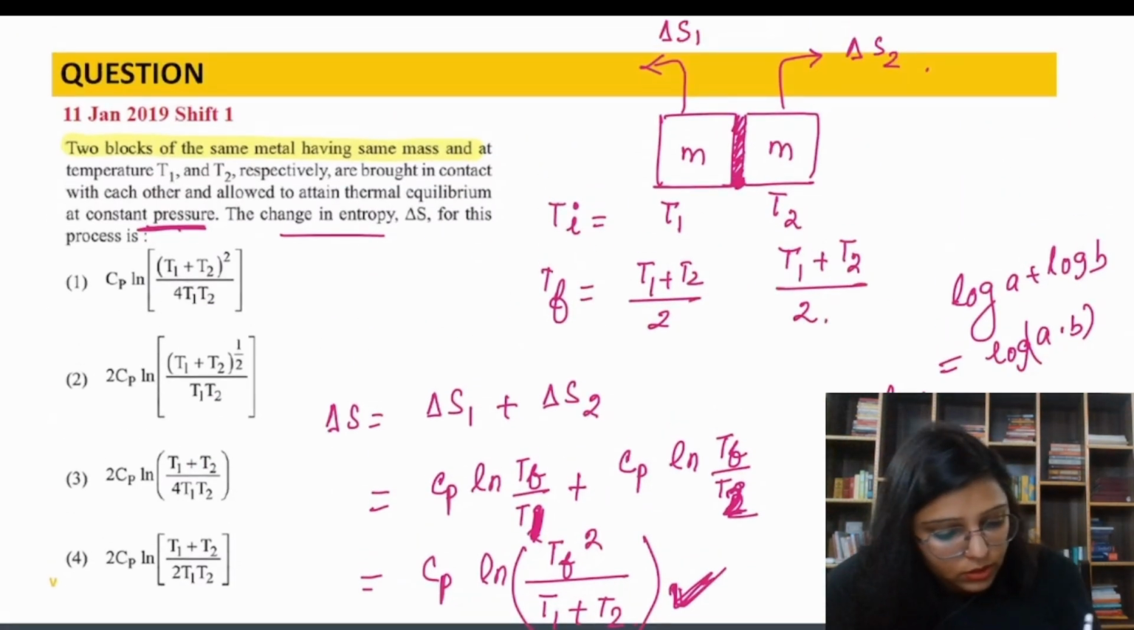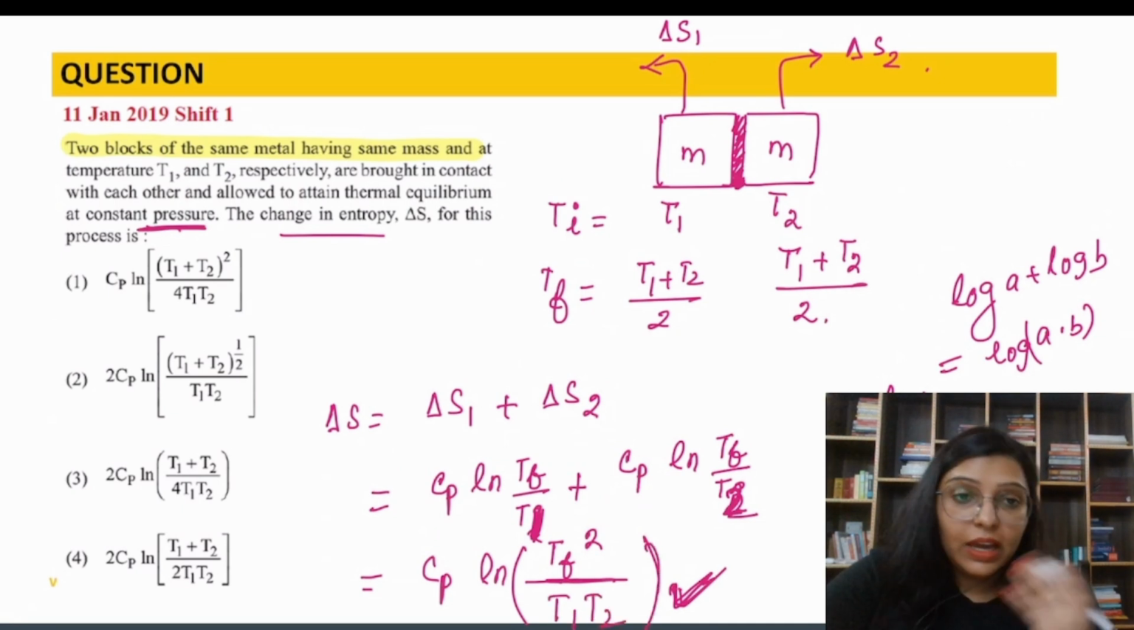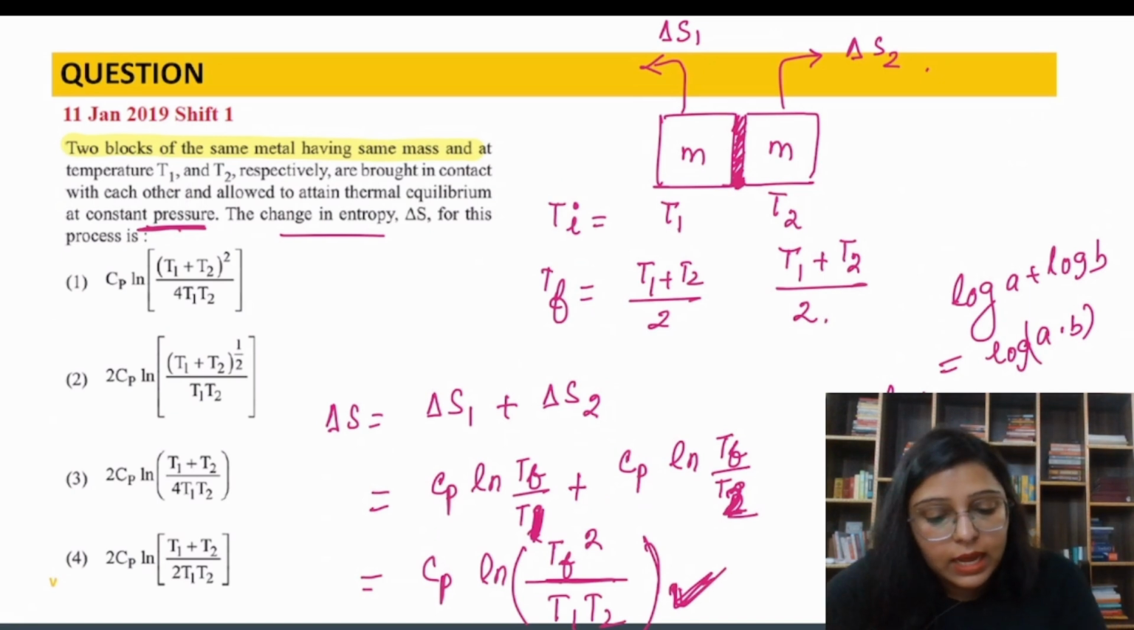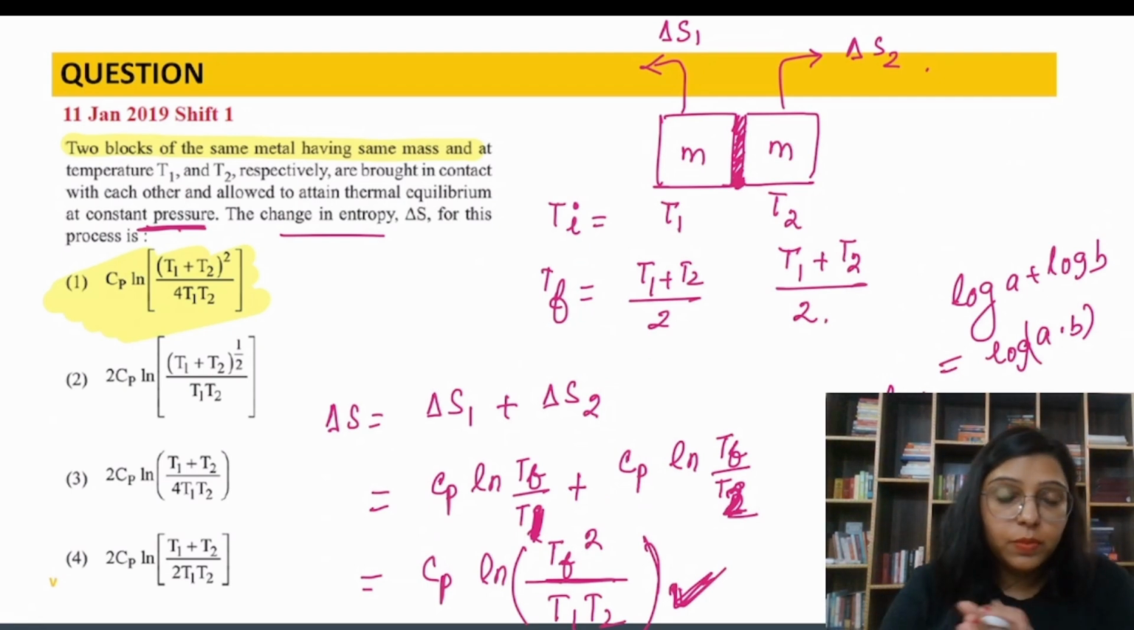Here we have to use this multiplication. We have to do the multiplication. So we have to write Tf square, T1 and T2. Okay, we have to do the multiplication. That's it. So if we see, the correct answer is option number A. Okay, so that's it for this problem type.